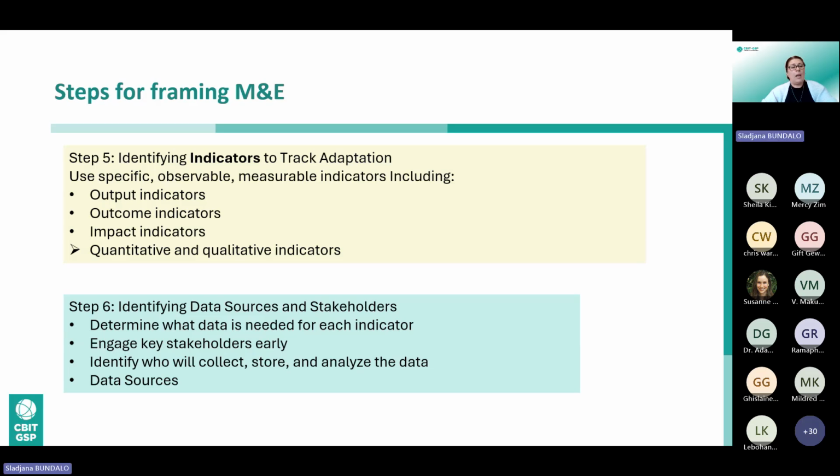Next step, we are identifying data sources and stakeholders that will be included in your adaptation process. So once we know what to measure, we must identify where data will come from and who will collect it. This step involves engaging a vast variety of stakeholders from the ministries, different agencies, in some cases also local authorities and other data providers. Here it's essential to ensure data is collected, stored, and analyzed consistently and transparently.